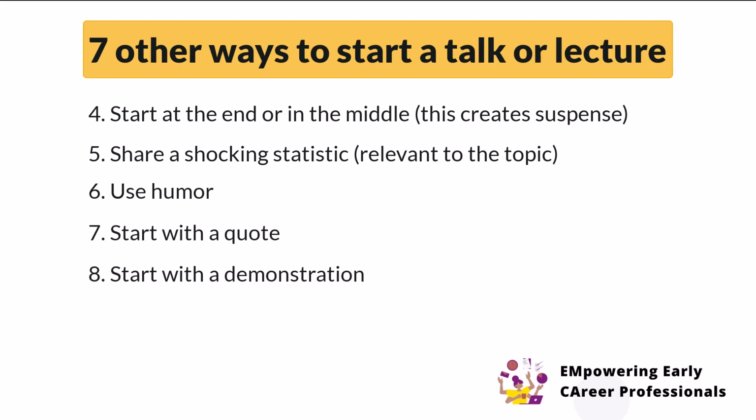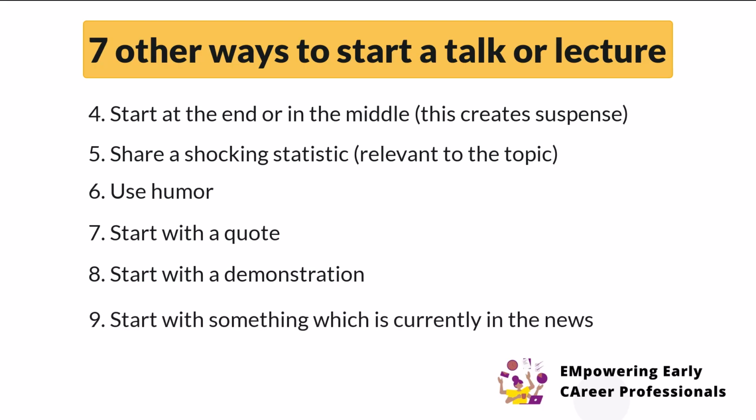So if you are going to talk about something that works in a certain way, you can bring the object with you and demonstrate how it works. You can also share something which is currently in the news. For example, if you're talking about vaccines or some developments which are currently in the news. Maybe it's related to COVID or something which is current. You can share that as part of your opening to your talk.